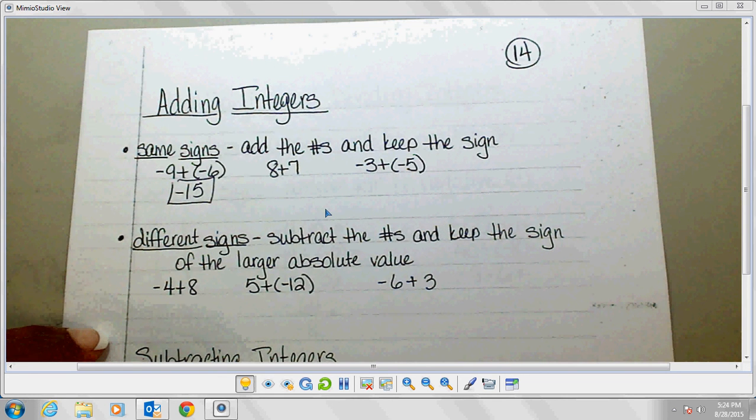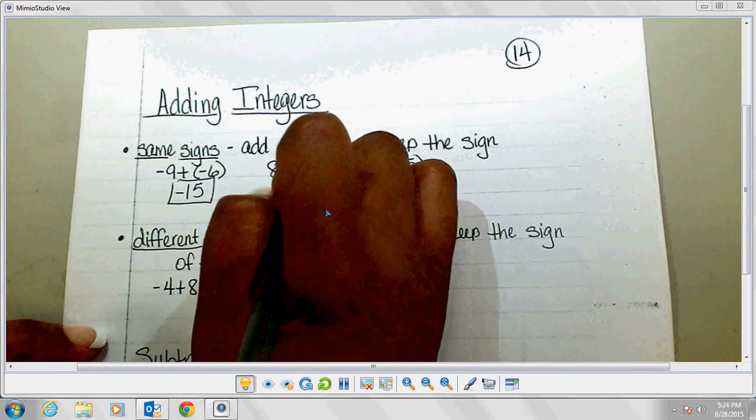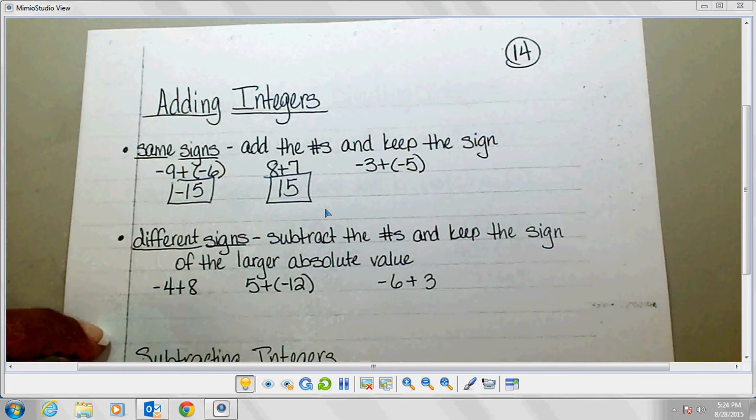My next example, I have 8 plus 7. You've been adding 8 plus 7 since you first learned how to add. It's not going to change. So therefore, 8 plus 7 is still 15. Still positive. Okay, I want you to try the next example yourself.